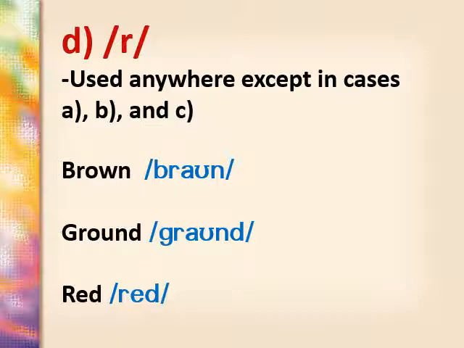Finally, you have the post-alveolar approximant, the R that you have been marking. And it's used anywhere except in cases A, B, and C that we have discussed. And here you have some examples. Brown, crown, red.